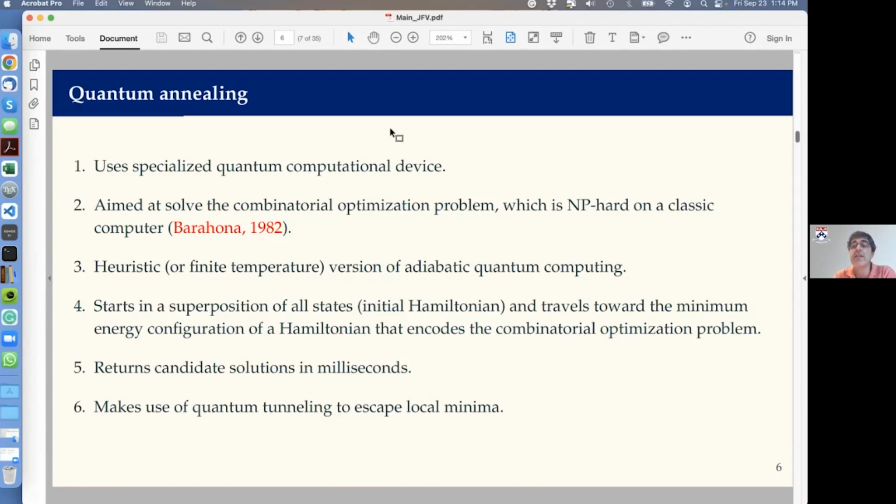And of course, this is where the challenge is going to be. How do I set up my dynamic programming problem as a combinatorial optimization problem of the final Hamiltonian that I want to achieve? The very good thing about these quantum annealers is that they can return candidate solutions in milliseconds, and in particular, they can take advantage of quantum tunneling to escape local minima. So if you recall, quantum tunneling allows the states to travel through small barriers that may be very high, but very thin. And that's actually what happens in economics all the time.